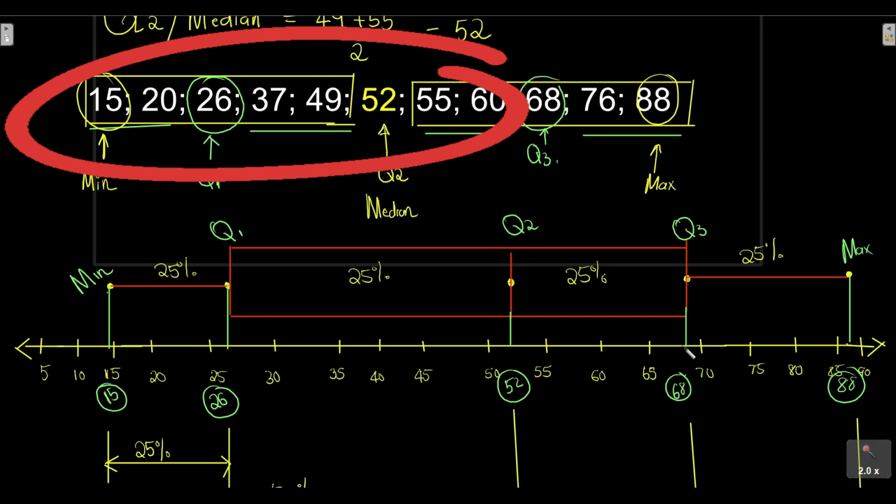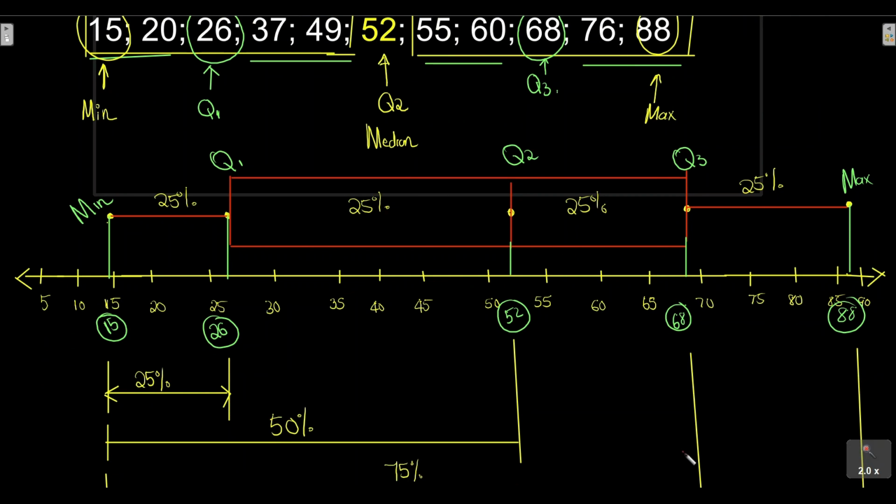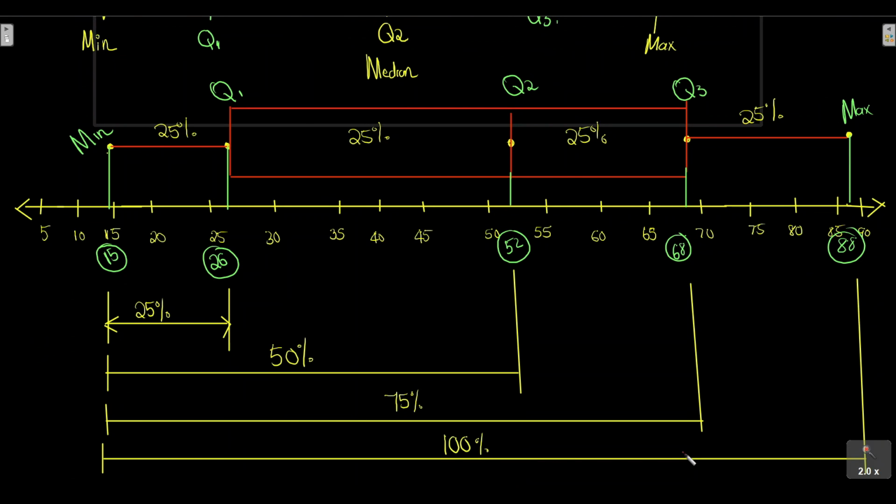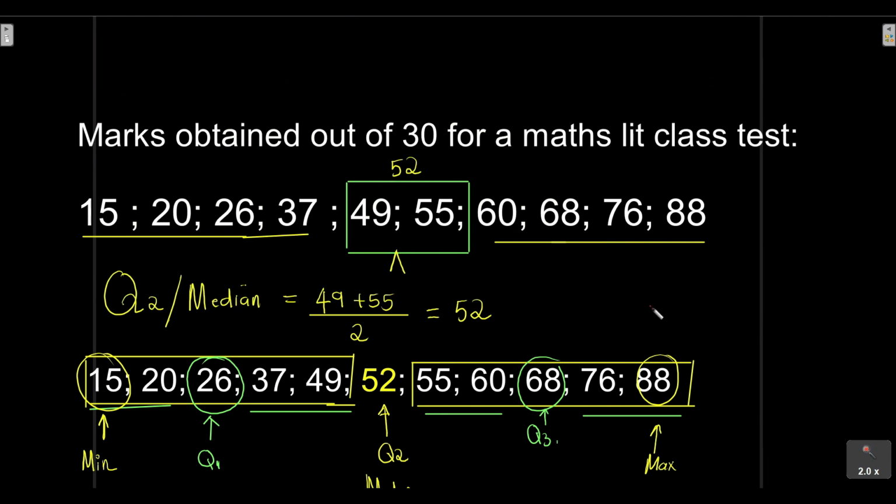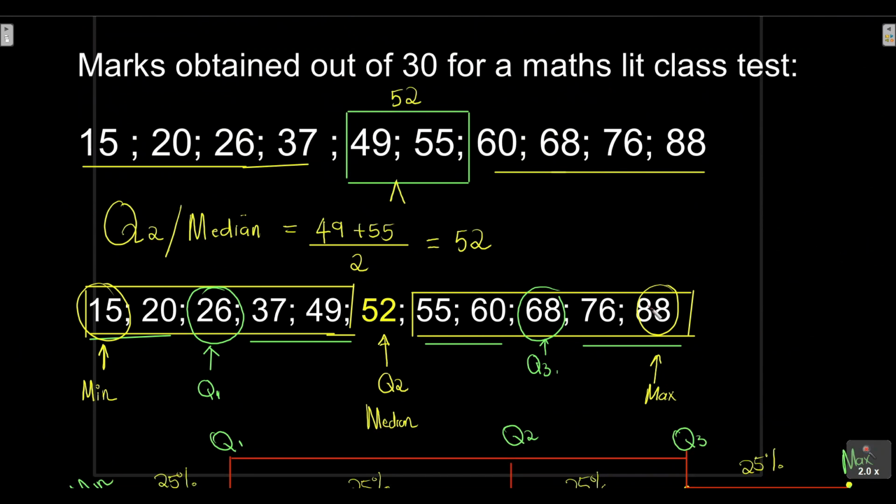I hope I didn't lose anyone there, but don't get your head cracked up when it comes to percentiles. What's very important just for math lit is understanding that your Q1 is your 25th percentile, your Q2 is your 50th percentile, your Q3 is your 75th percentile, because that's how they are going to ask you questions. I hope I dissected this part for you in detail.